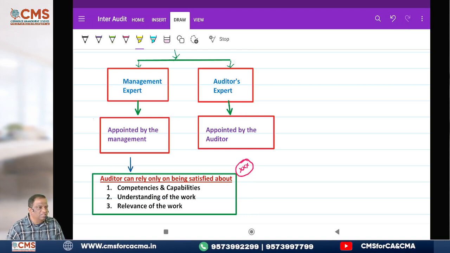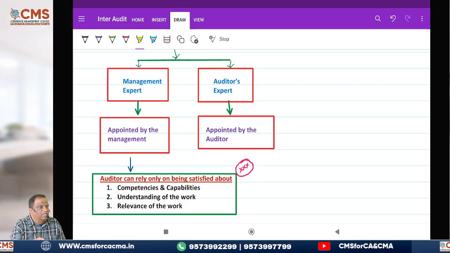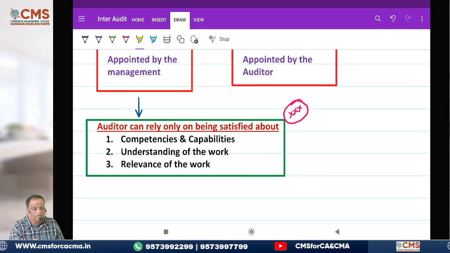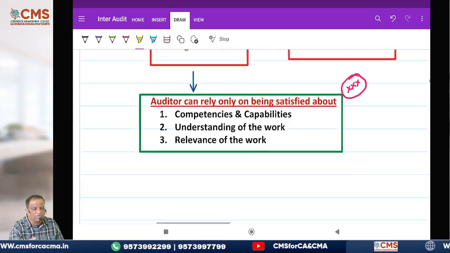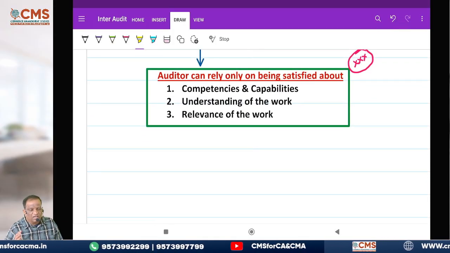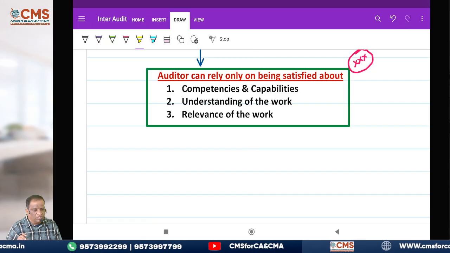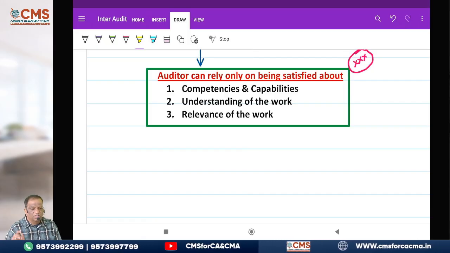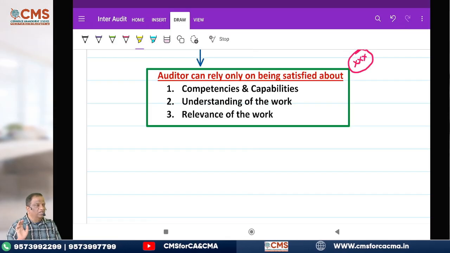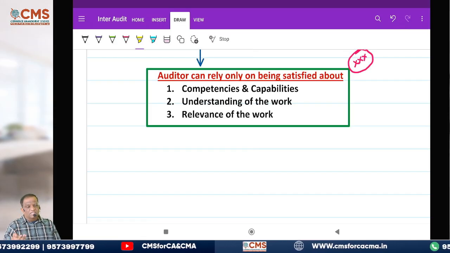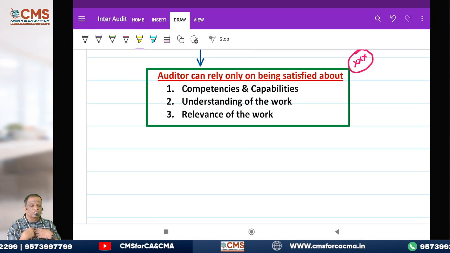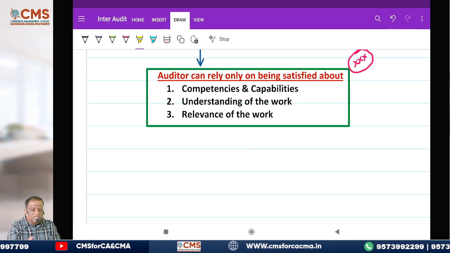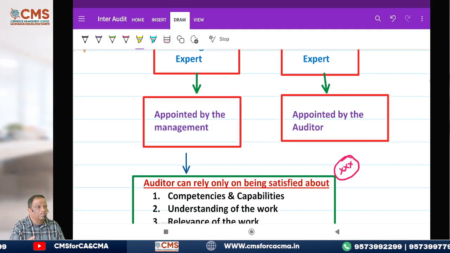But the question comes, can an auditor rely on the management's expert? That is where the standard says the auditor can also rely on the management's expert, provided he is satisfied on these points. One is the competence and capabilities of the expert, then understanding of the work of the expert, and the third one, relevance of the work. Whatever the expert did, is it relevant for the auditor? Because we focus only on the financial statements. So will it matter to me? Considering this, the auditor would see whether he can rely.